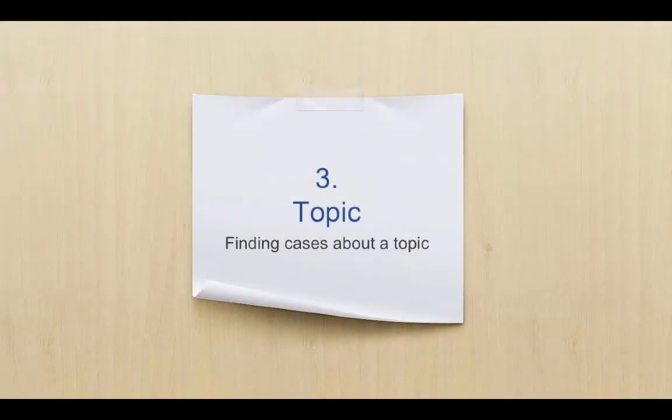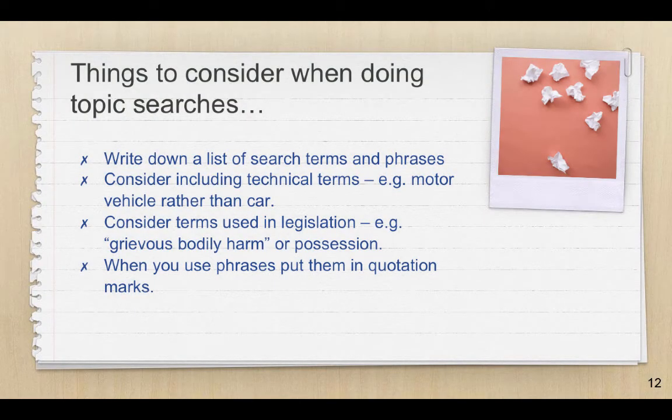So a third common way to do case law research is to search for cases on a particular topic. So when you start thinking about that topic and how you're going to search for it, I have a few tips for you. So what I generally do is write down on my computer or just on a scrap piece of paper what are my search terms.